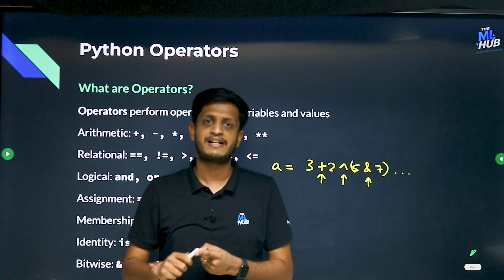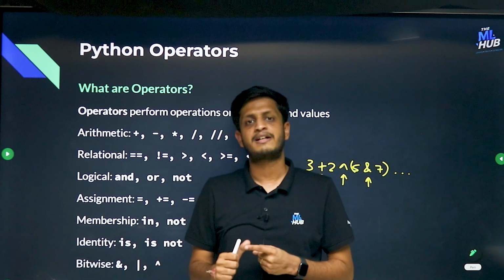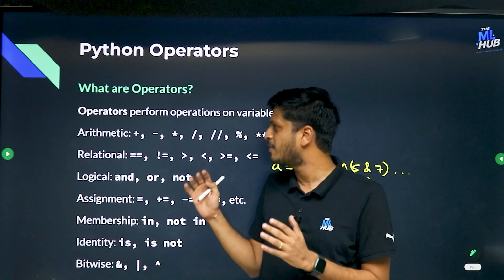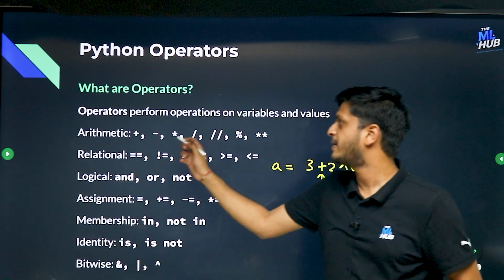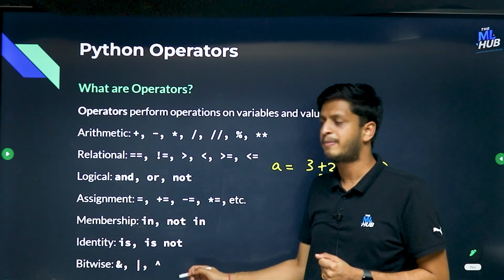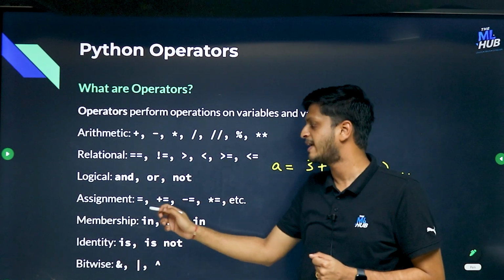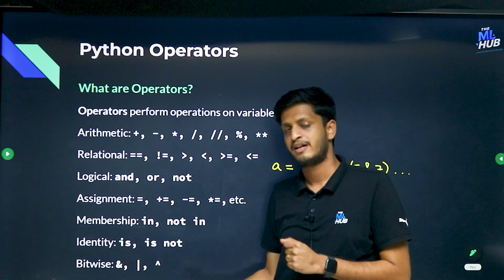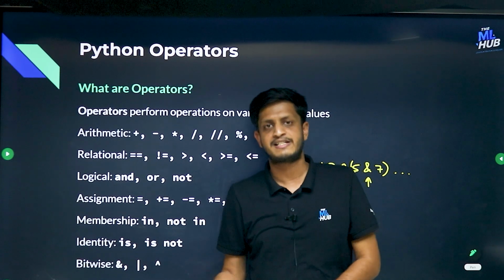The next lecture is dedicated specifically to operators, but operators are also tokens. So we are just discussing briefly what operators are. Operators perform operations on variables and values. There are different kinds of operators in Python: arithmetic, relational, logical, assignment, membership, identity, bitwise. We will discuss all of this in detail in the next lecture.